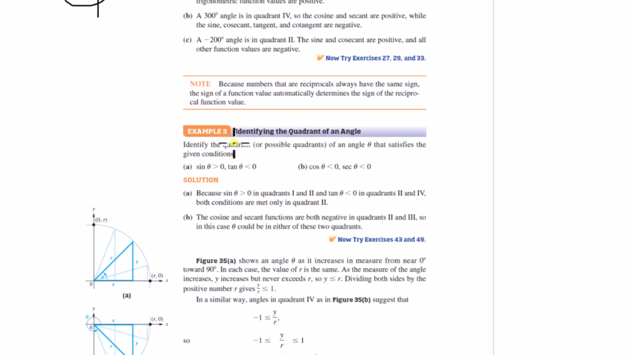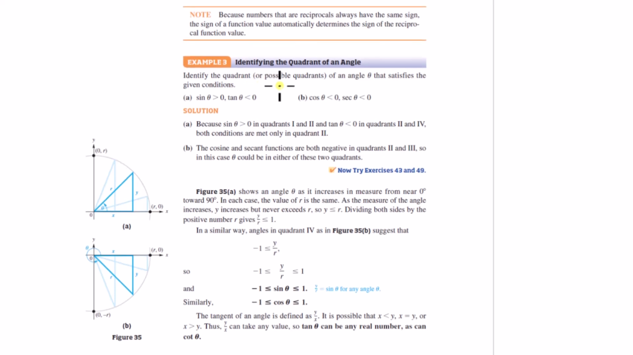Exactly. Identifying the quadrant of an angle. Identify the quadrant or possible quadrants of an angle theta that satisfies the given conditions. So sine of theta is positive, tangent theta is negative. Can we identify the quadrant in that case? Well, okay. All this might seem like trivial examples, like pointless examples, but the more of these you work, the more the intuition for trig functions gets steered into your brain. So work these problems.